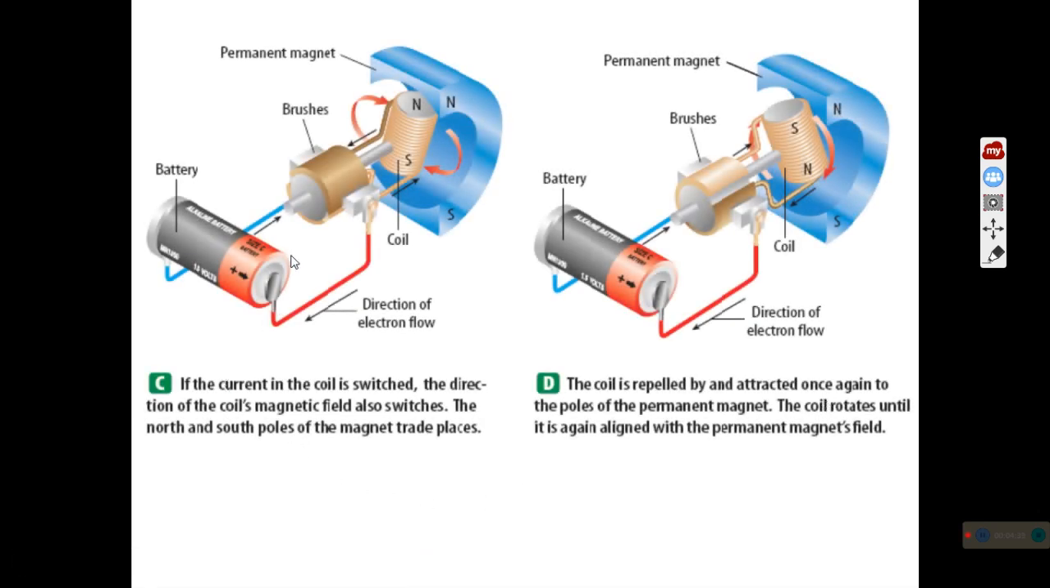So when the current inside the coil is switched up and down, backwards and forwards, they trade places between north and south, south and north. The coil in the middle is repelled and attracted by the poles of the permanent magnet, and it creates this magnetic field.